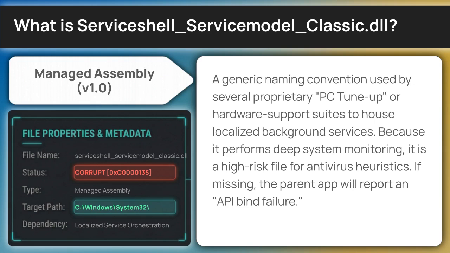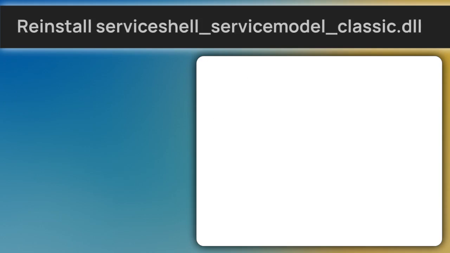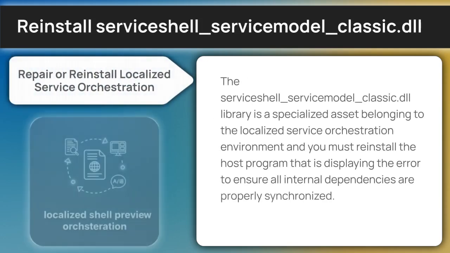Now that you're up to speed on the file's role, let's begin the repair process. The Service Shell Service Model Classic Module DLL library is a specialized asset belonging to the Localized service orchestration environment, and you must reinstall the host program that is displaying the error to ensure all internal dependencies are properly synchronized.